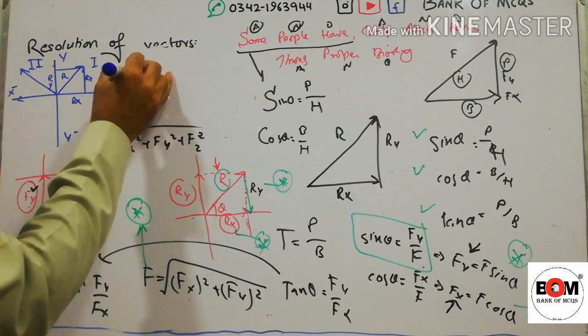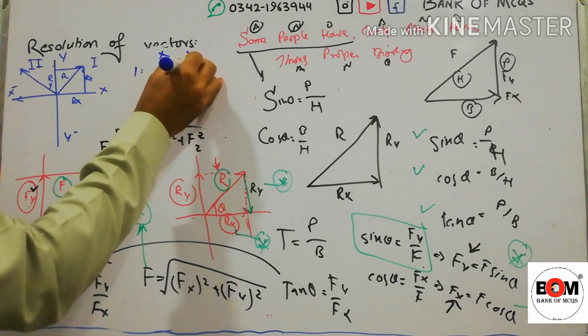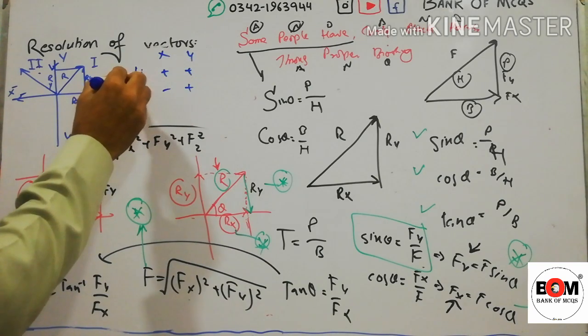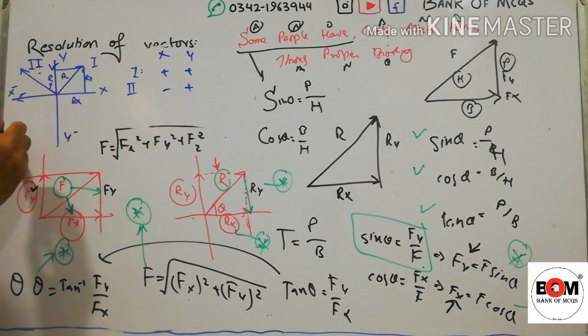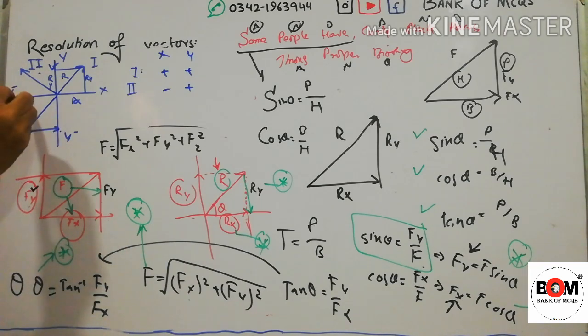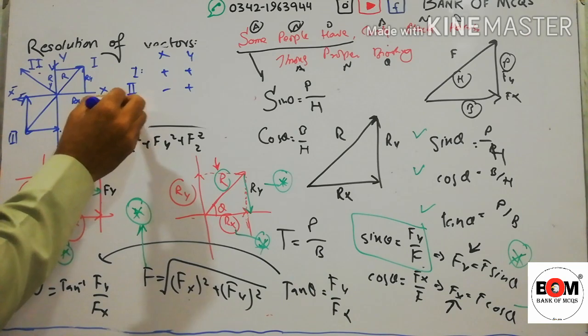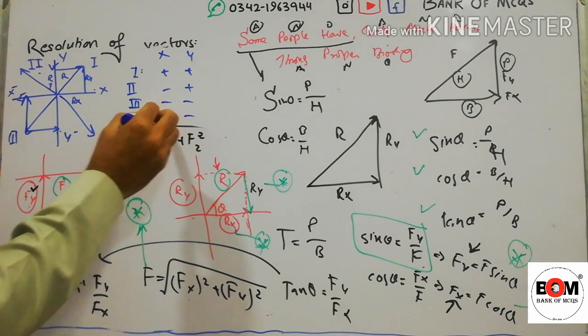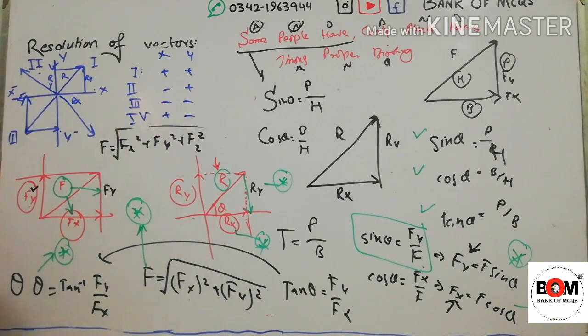Now in the first quadrant both x and y were positive. In the second, y is positive and x is negative. In the third quadrant both y and x are negative. If we draw a line, this is y which is negative and x is negative. So in the third quadrant both are negative. In the fourth quadrant x is positive but y is negative. So if they have given the positive and negative signs, we can tell in which quadrant it lies. This was all about resolution of vectors.